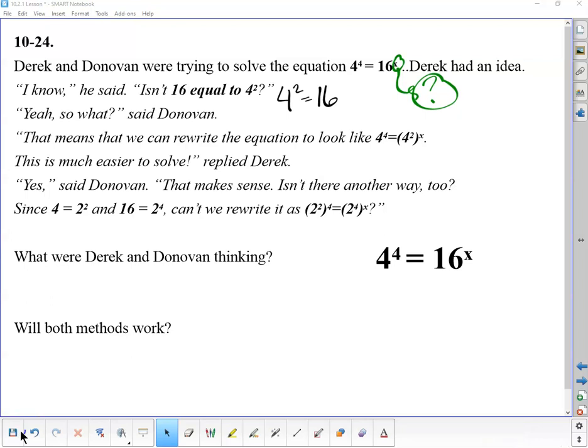Then the other kid says, well, 4 is equal to 2 squared, and 16 is equal to 2 to the power of 4. Saying, can't you rewrite it as 2 squared to the power of 4 equals 2 to the power of 4 times x? And you probably can. So let's see. That would be 2 to the power of 8 has to equal 2 to the power of 4x is what that would end up being. And so, yes, you can do that. And the idea here is simple substitution.